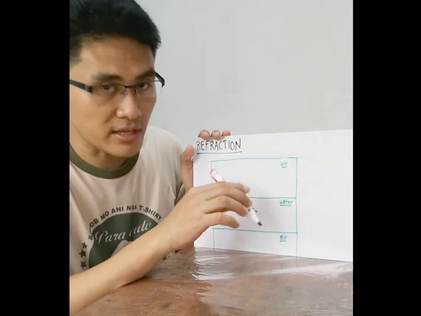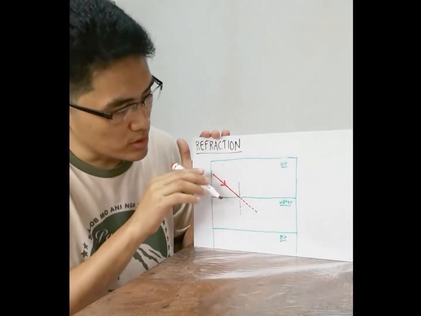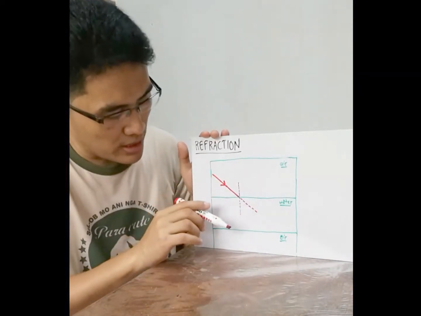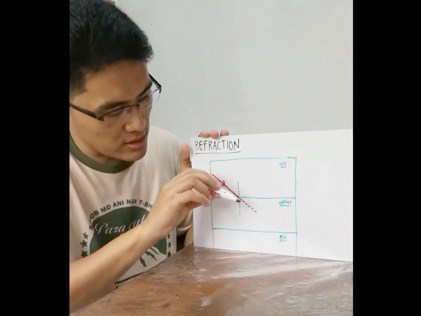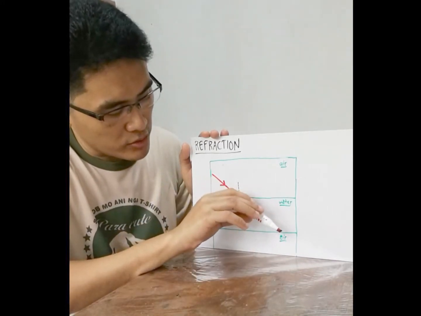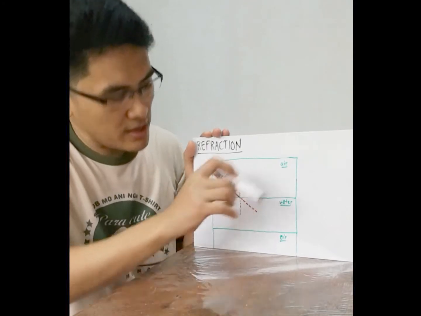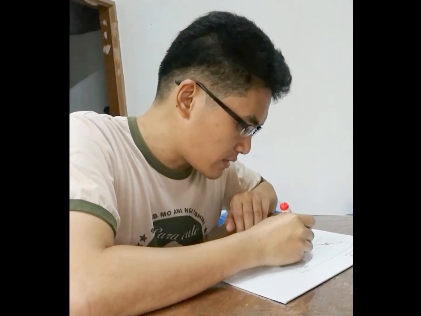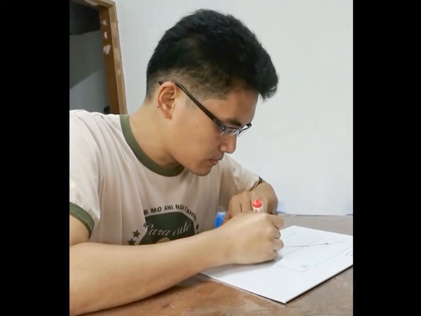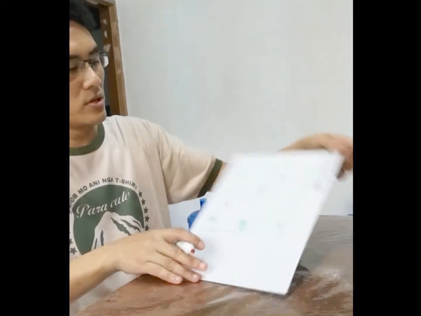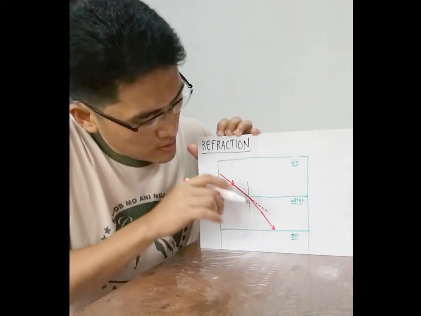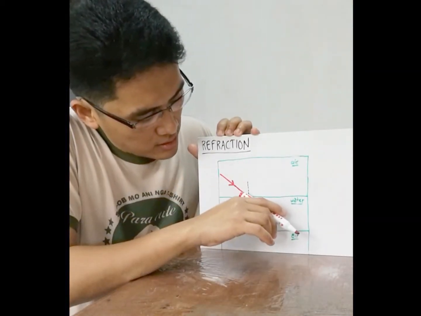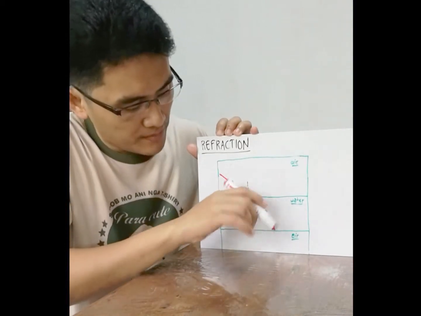It changes direction. In this case, it will bend toward the normal line. So it will bend a little bit closer to the normal line. So instead of going straight, the angle is going to be changed towards the normal line. So now the light ray would travel like this. I hope you can see that it changed its angle. So instead of going straight like that, it bended towards the normal line.